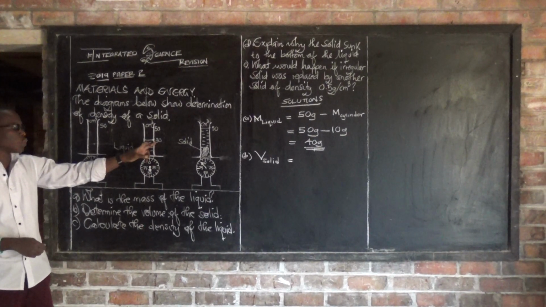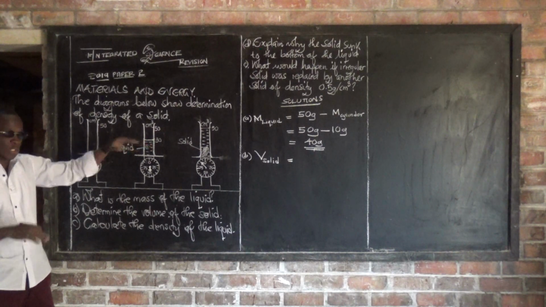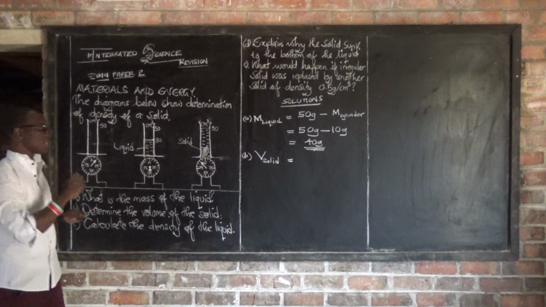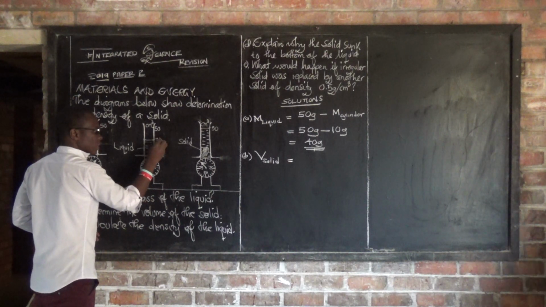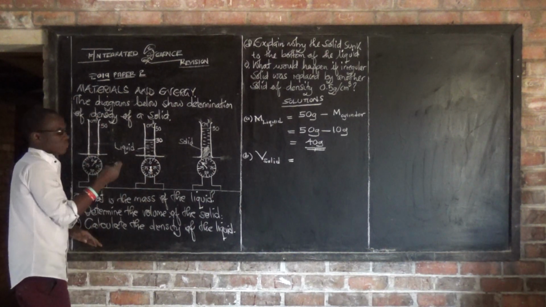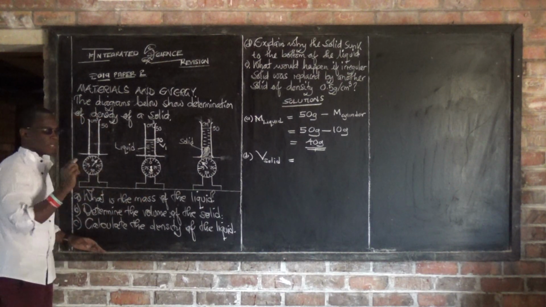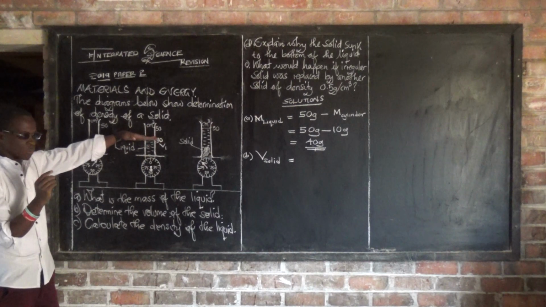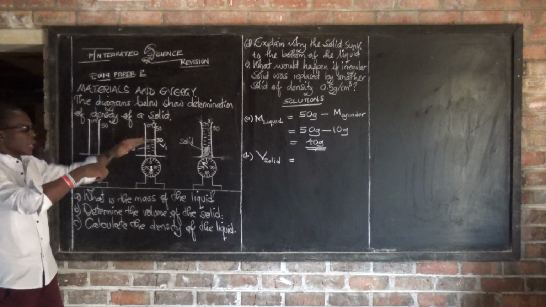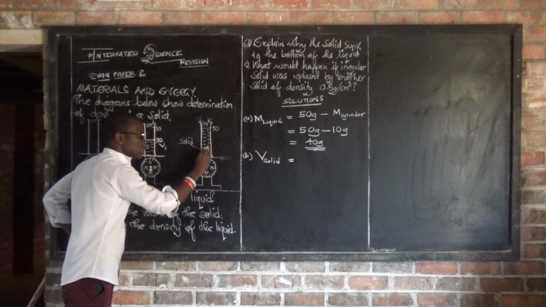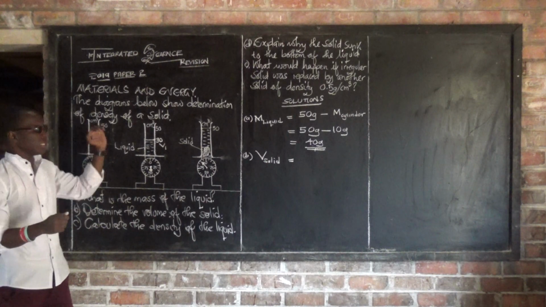So we have two levels of the liquid in this case. The first level of the liquid is at 30. This level is what we can call V1, the level of water at the first point, before we immerse the solid, before dropping this solid into the water.